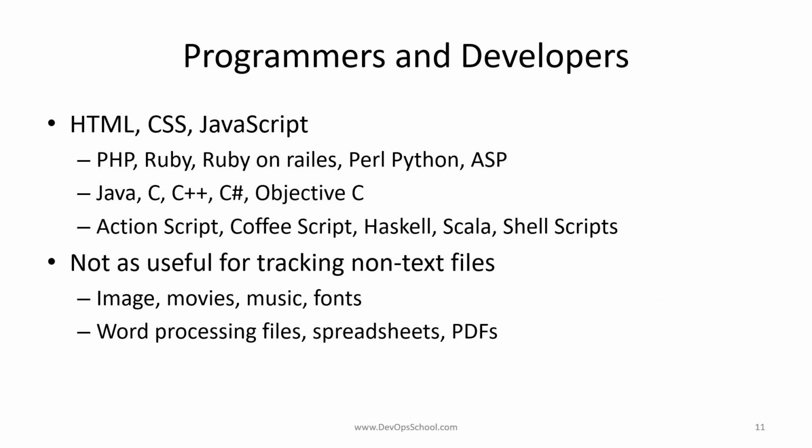So the question is, who can use Git? Anyone who wants to version source code, I repeat, source code, may use it. Git is useful for versioning source code such as HTML, CSS, JavaScript, any coding language, such as PHP, Ruby, Ruby on Rails, Perl, Python, and stuff like that.